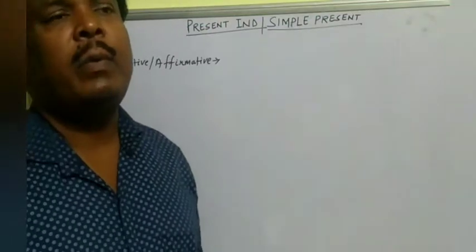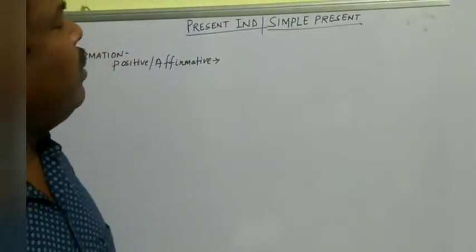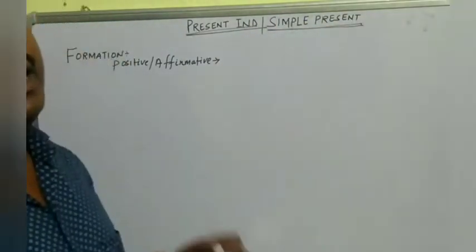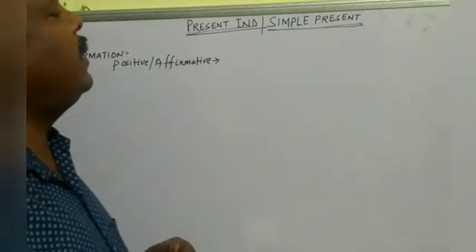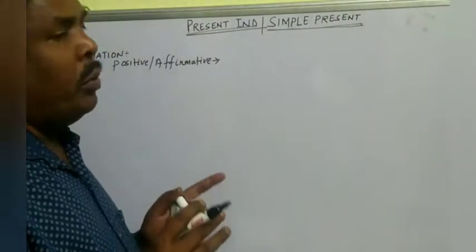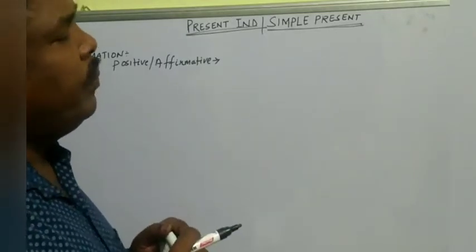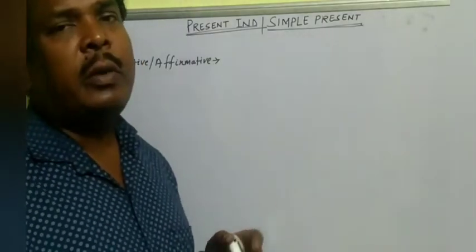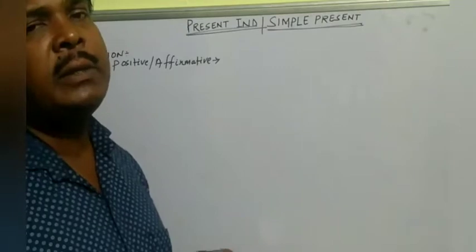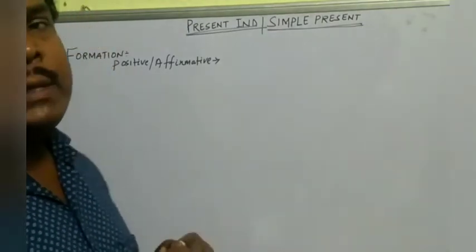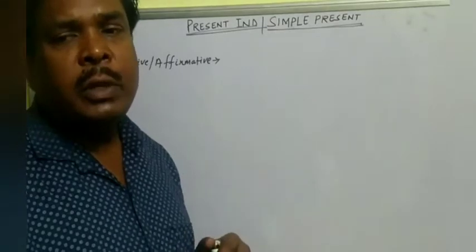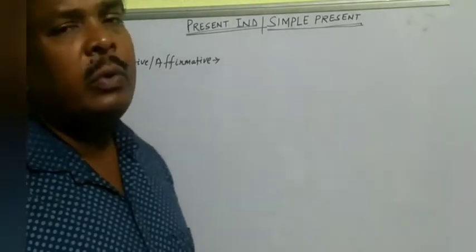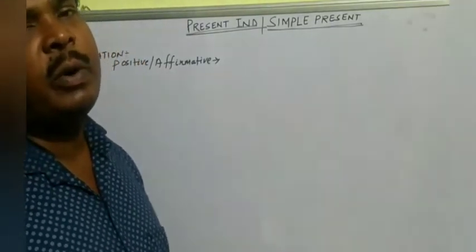Hello students, in our previous lecture we were studying present indefinite or simple present, and we have already studied where we shall use the first form of verb, where we shall use the first form of verb plus s or es or ies, where we shall use do, does plus first form of verb, where we shall use do not or does not plus first form of verb.